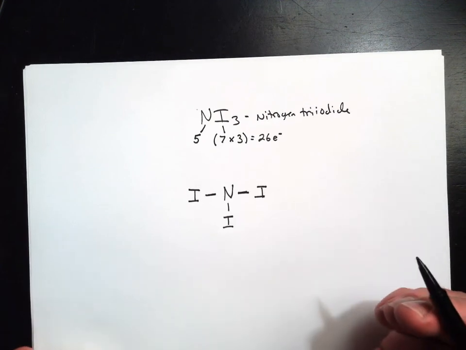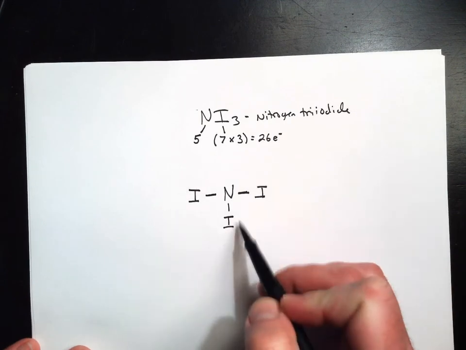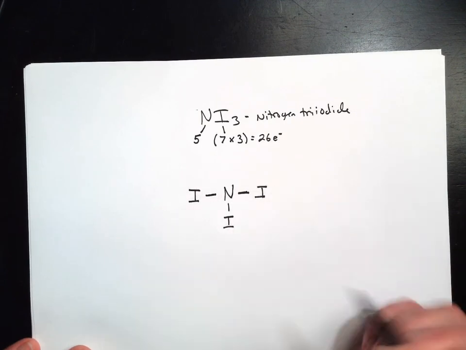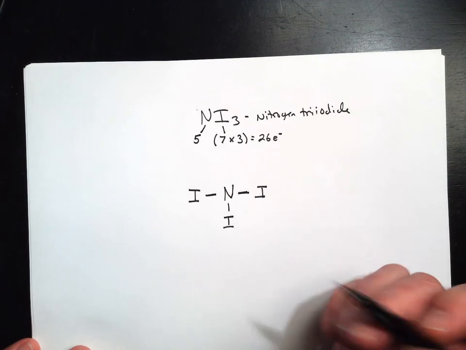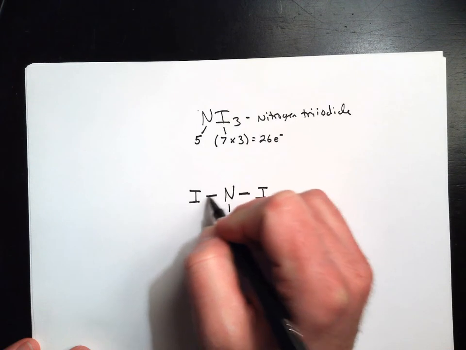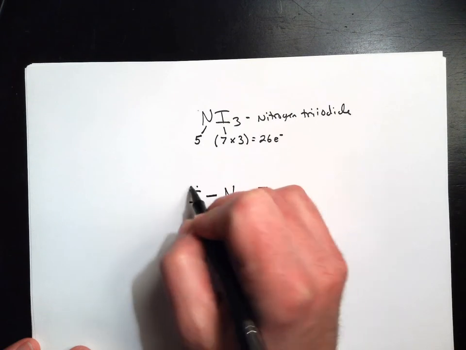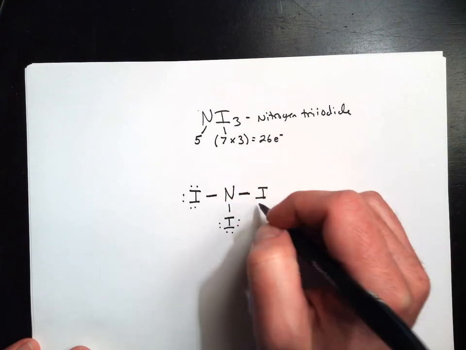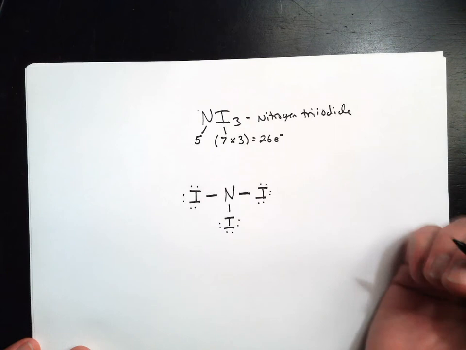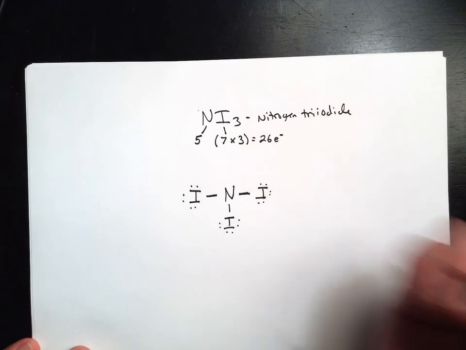The next step, step 3, is to give the outermost atoms an octet of electrons. An octet is a group of 8. Each of these iodines has 2 associated with it, so they each need 6 more. So we're going to add 3 pairs of electrons to each of the iodines, just to make sure that they follow the octet rule.